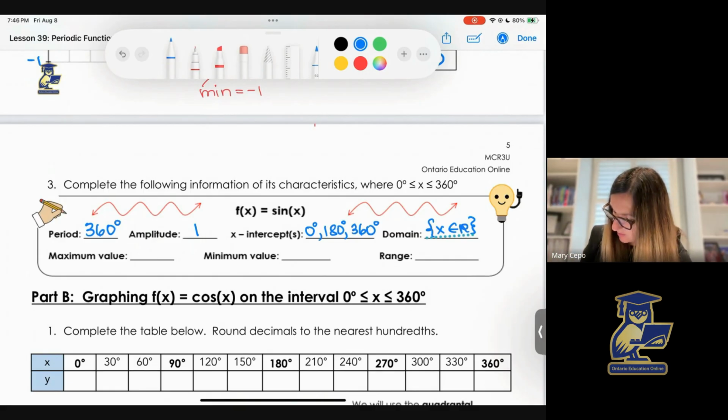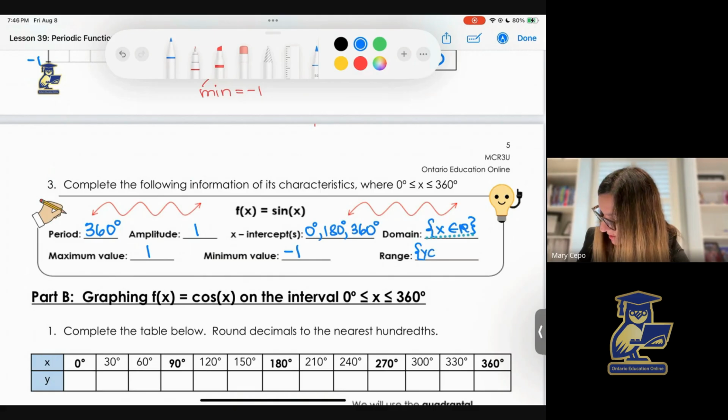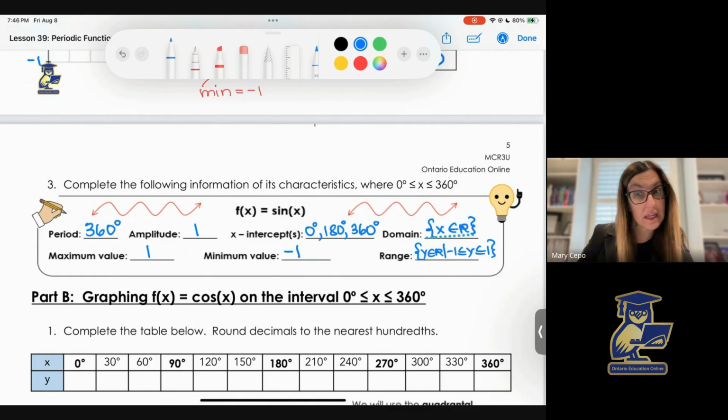The maximum value was 1. The minimum value was negative 1. Now, y values are important because there's a max and a min. So y is an element of real. However, y can be greater than or equal to negative 1, but less than or equal to 1. The domain was x can be anything. The range was restricted because there's a max and there's a min. So with the range, our maximum value is 1, our minimum is negative 1. So y can be anything, but it has to be greater than or equal to negative 1 and less than or equal to 1.